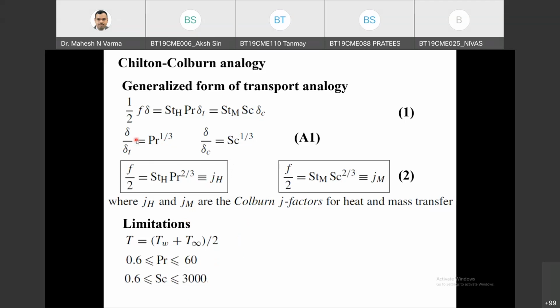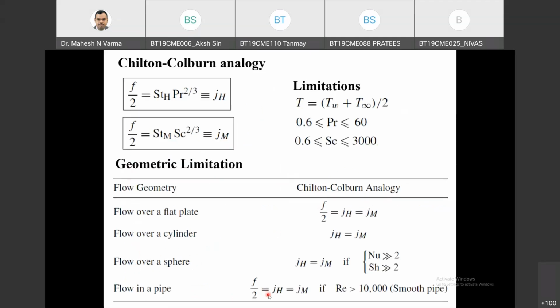But if delta by delta c is not equal to 1, certainly there will be some variation between the results of the Chilton Colburn analogy and the Reynolds analogy. But the most widely used analogy is the Chilton Colburn analogy. It is very easy and widely applicable in various problems, because it includes all these limitations, and Chilton Colburn also discussed the geometric limitations.